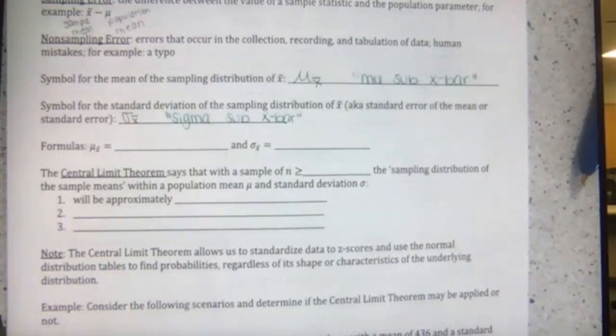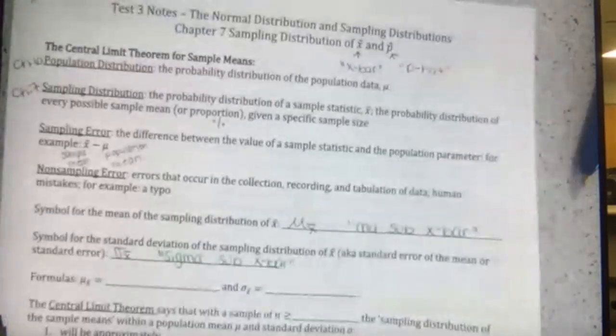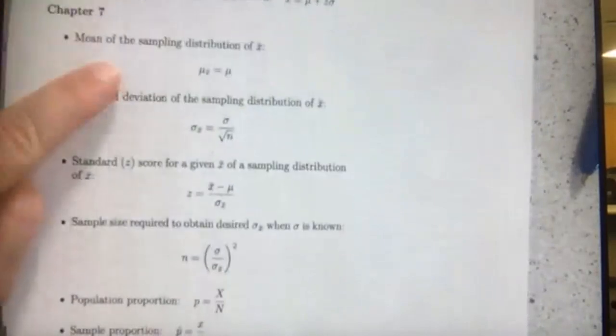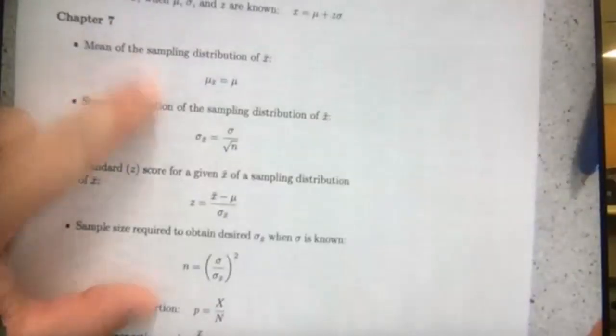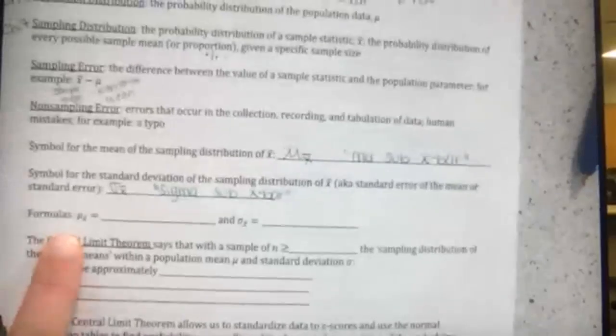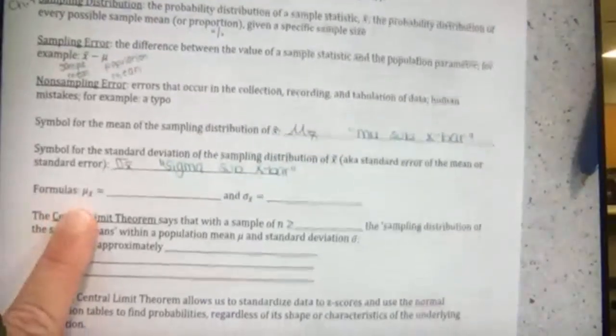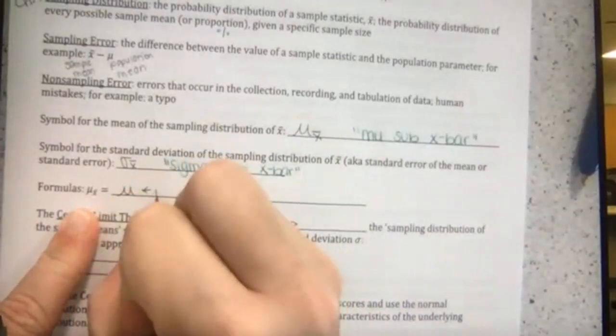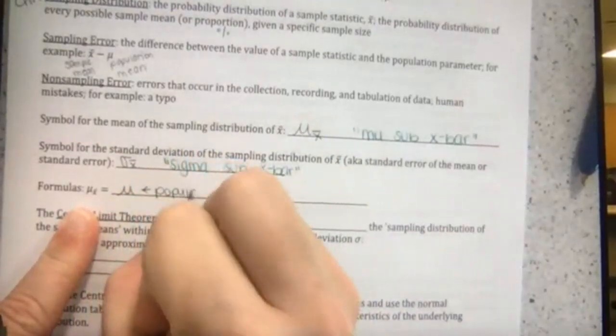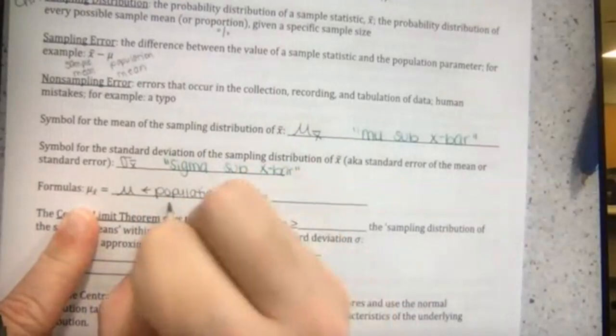So we have formulas for this that we're going to use, and these formulas are on our formula sheet, which is on the last page. Remember, you get to use this formula sheet on the test as well as your tables if you want to use the tables. So here are our two formulas that we're going to use. The formula for our sampling mean is just going to be our population mean. So they equal the same thing, just our population mean.